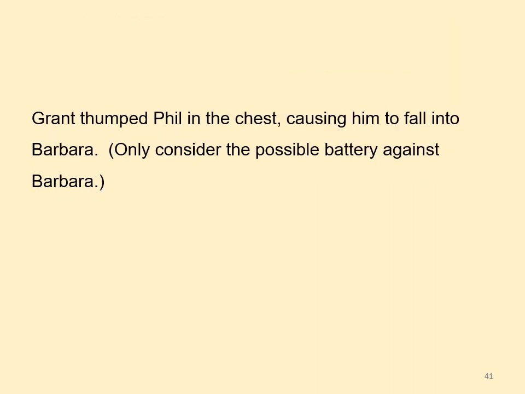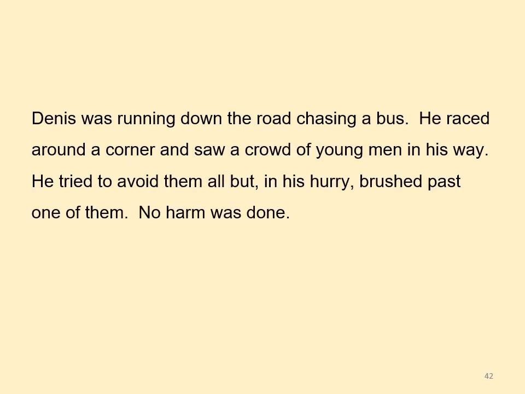So now you can have a look at some of the other scenarios. You've got this one with Grant, who thumped Phil in the chest, causing him to fall into Barbara. And we'd like you to consider the possible battery against Barbara. Now you've also got transferred malice there, so you'll need to state, explain, apply that as well. Dennis was running down the road chasing a bus. He raced around the corner and saw a crowd of young men in his way. He tried to avoid them, but in his hurry brushed past one of them and no harm was done. So you may well have the actus reus of a battery there, but does he really have the mens rea?